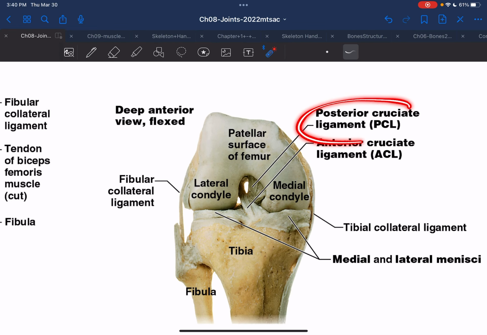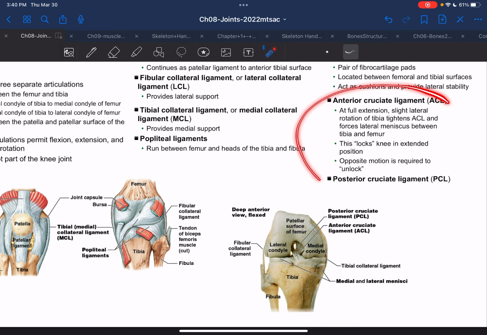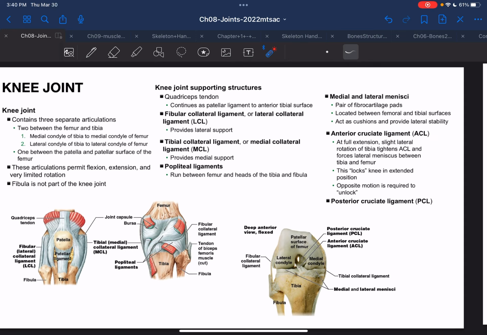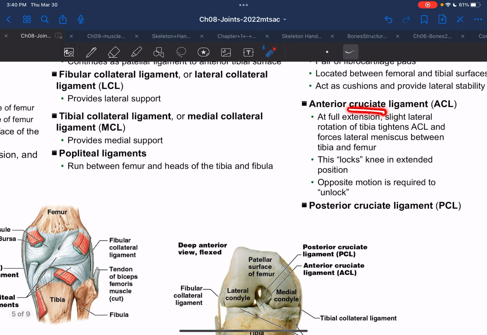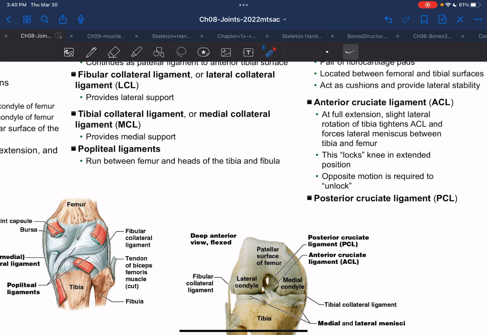And the posterior cruciate ligament originates on the posterior portion, crosses through the joint capsule, and then attaches to the anterior portion. All you're really adding is, where does it start? Does it start in the anterior portion or the posterior portion? Both of these would be classified as cruciate ligaments because they travel through the joint itself. And that type of anchoring locks the knee in an extended position.